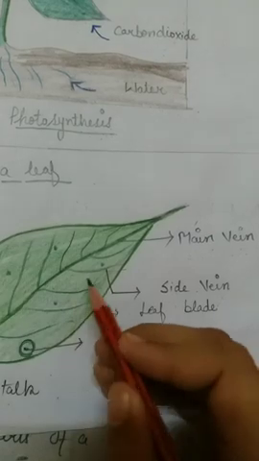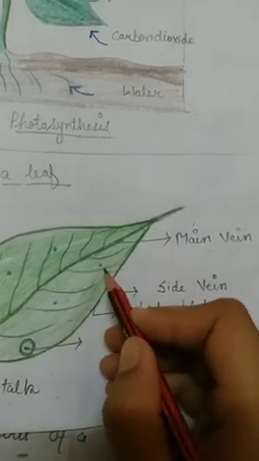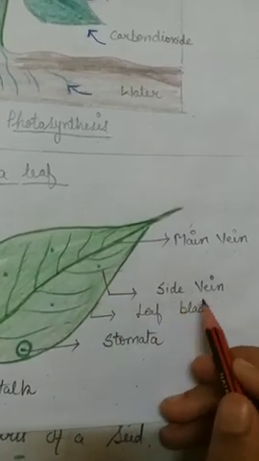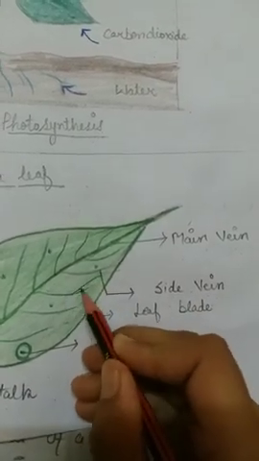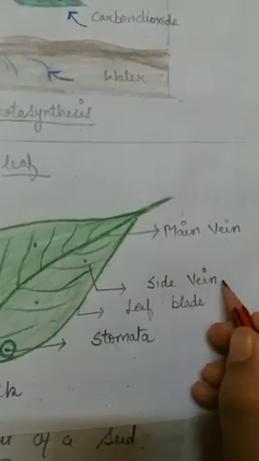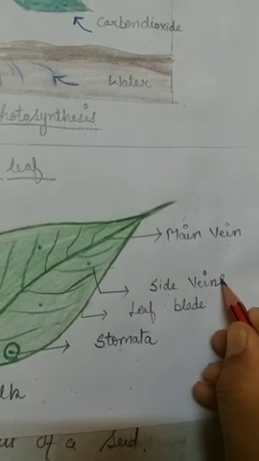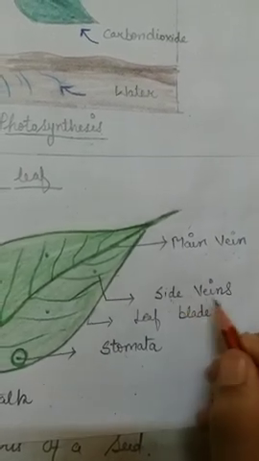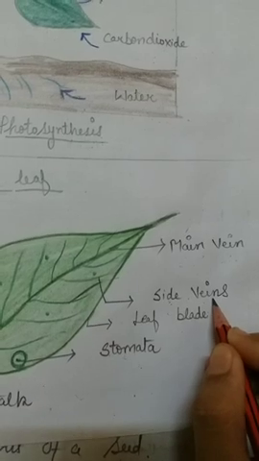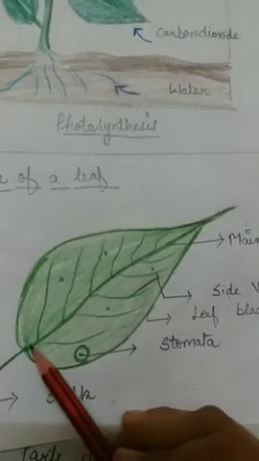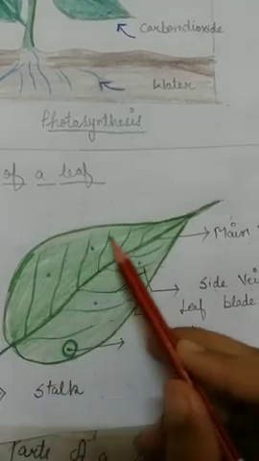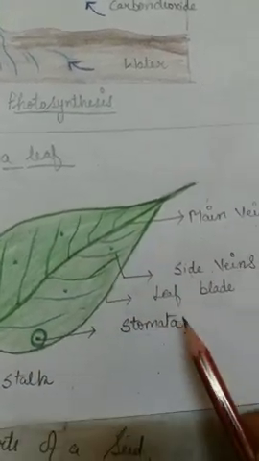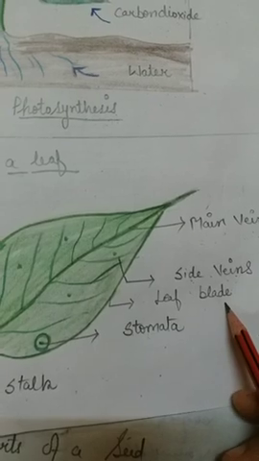Here I am pointing towards one vein, that's why I have written side vein. If I point towards two veins, then I have to write side veins. Understood? The third is the broad portion of the leaf, which is called the leaf blade.